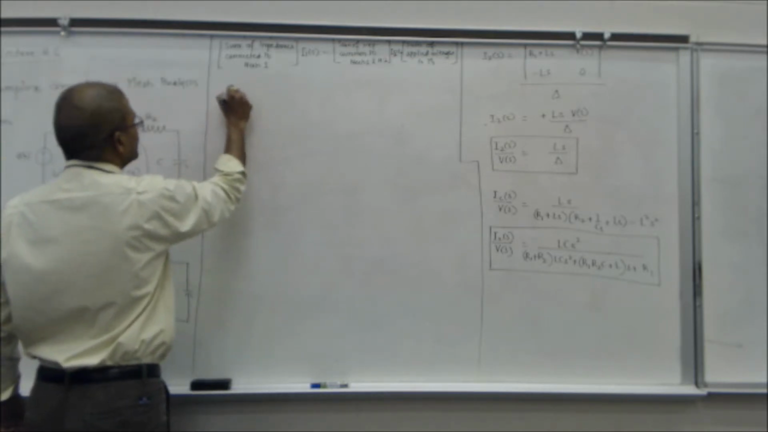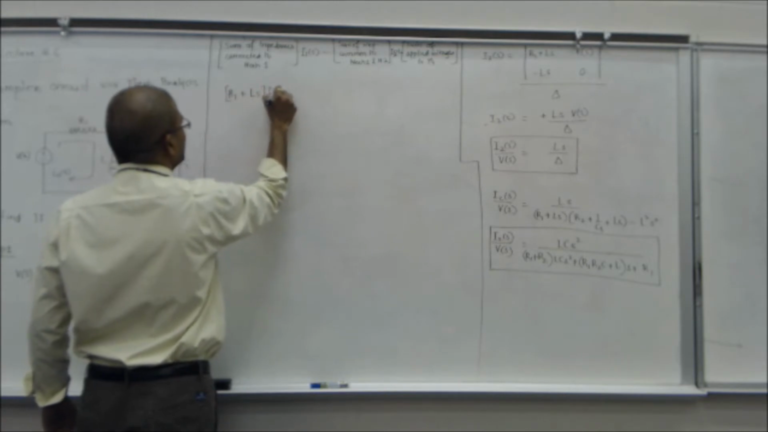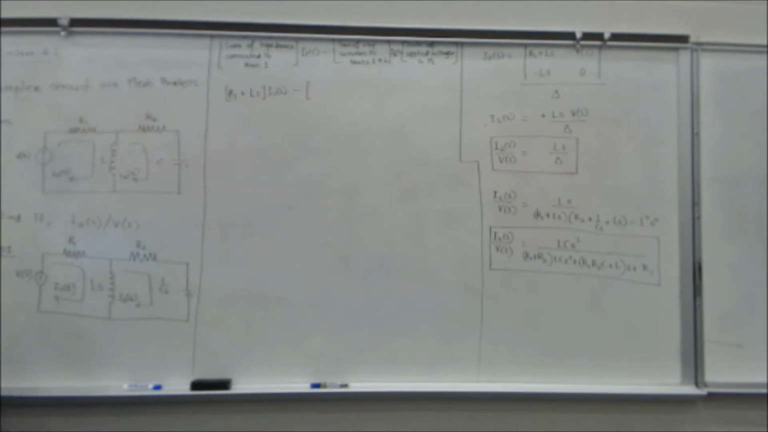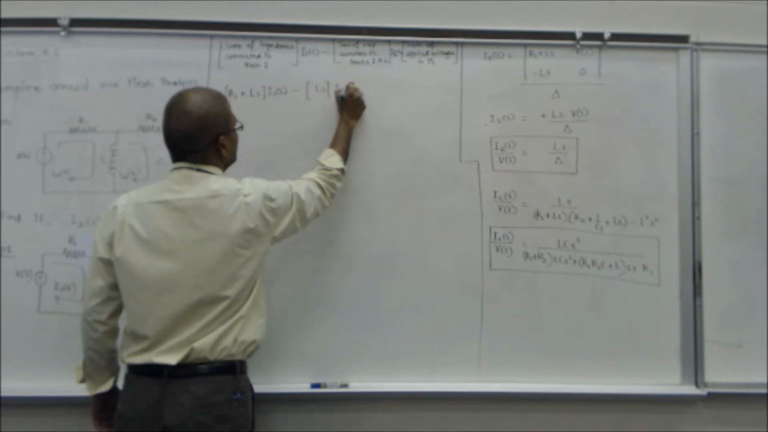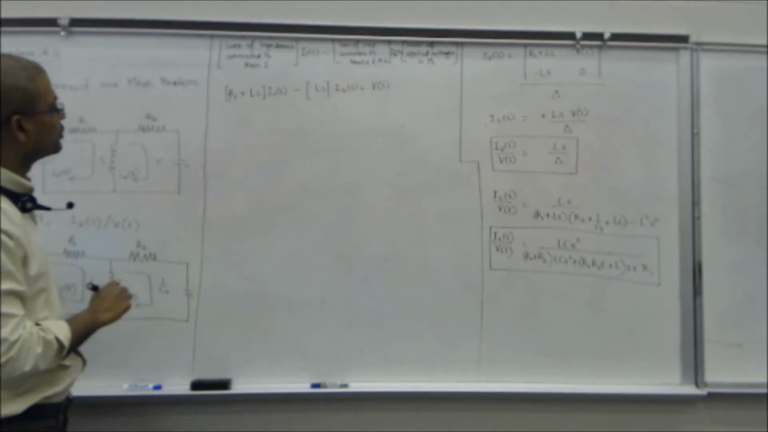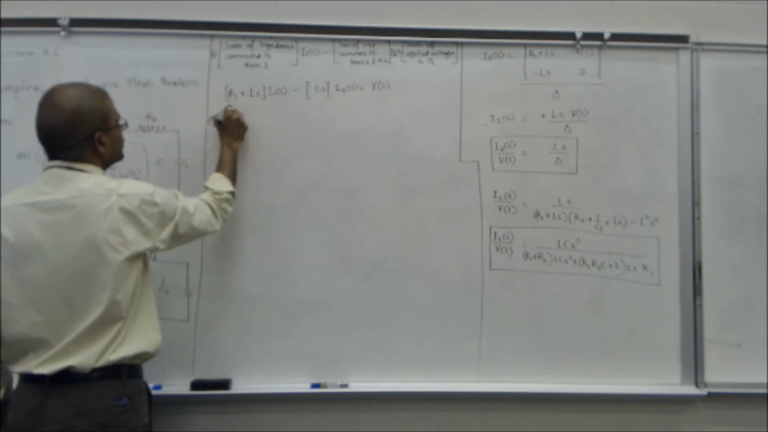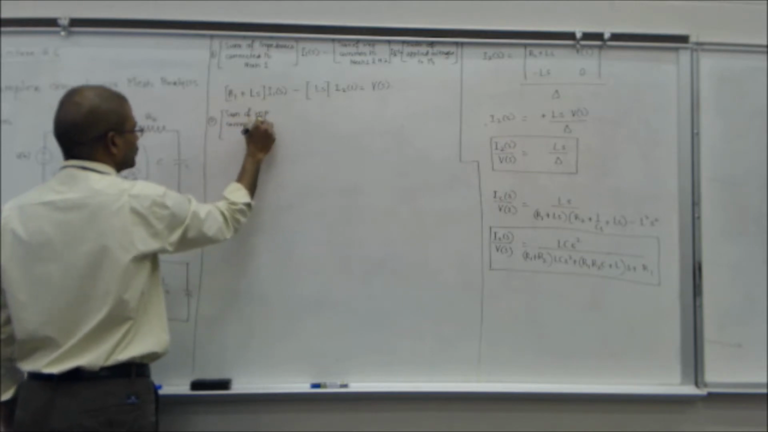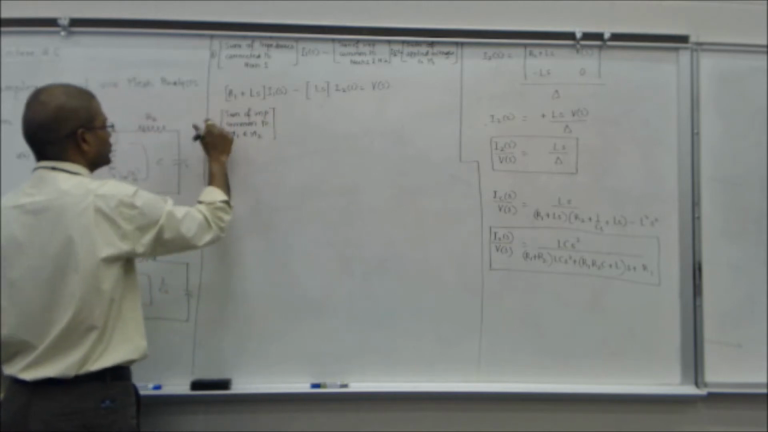So you have R1 plus LS to I1 of S minus. What is the sum of impedances common to mesh 1 and 2? LS. And what is the applied voltages? Now again, this is the first one. And the second one is common. And this is actually negative.